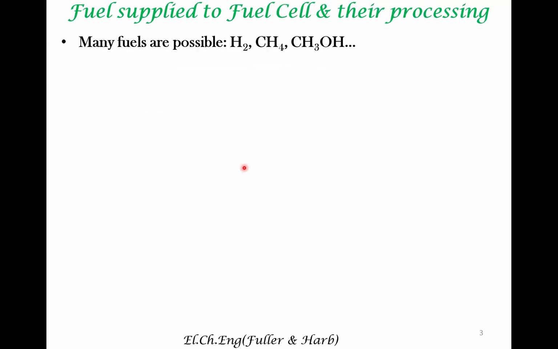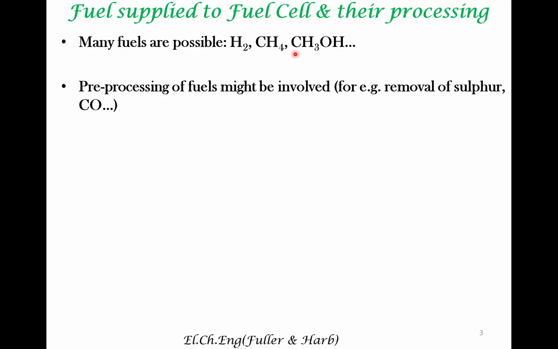Many kinds of fuels are possible. Any fuel that can be oxidized is a possibility. The most common fuel is, of course, hydrogen. Methane is also possible. Methanol is also possible. So these are all some common fuels that have been explored in the context of fuel cells. Many a time, the fuels have to be processed. For example, the fuel might have sulfur, which may degrade the fuel cell electrocatalyst. So sulfur has to be removed from the fuel.